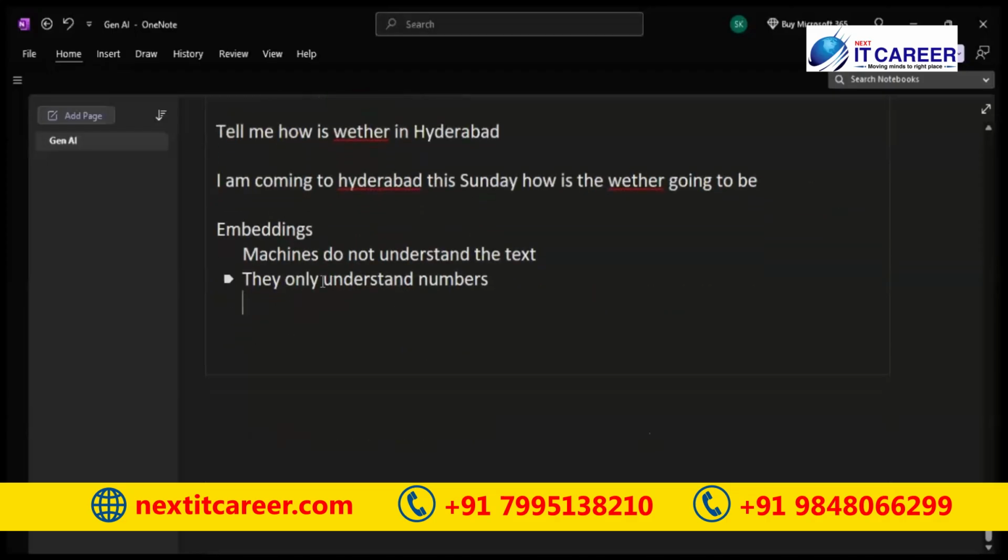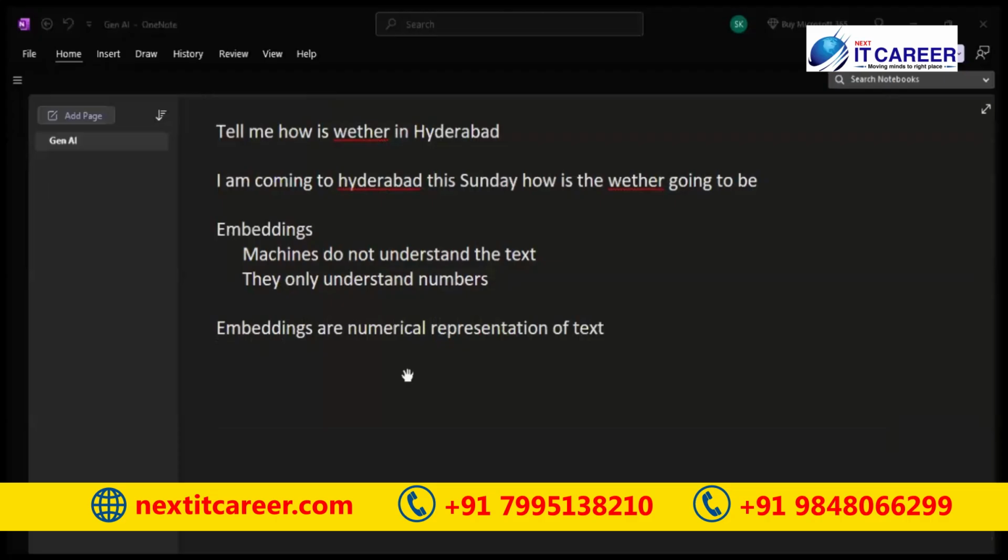So what we are doing here is we have to pass on numerical values or numbers only. Then only can our machines understand. Embeddings are something like a numerical representation of the text. Embeddings are simply a numerical representation of a text. They are essentially for AI models to understand and work with human language effectively.